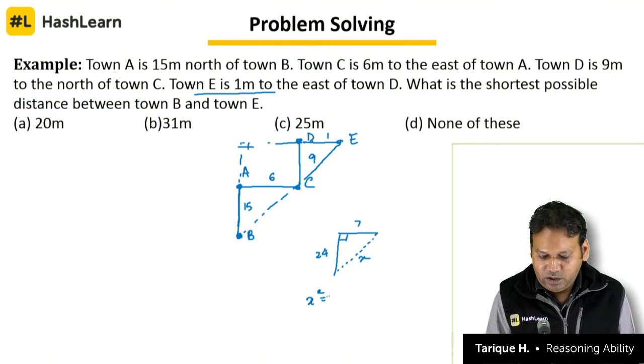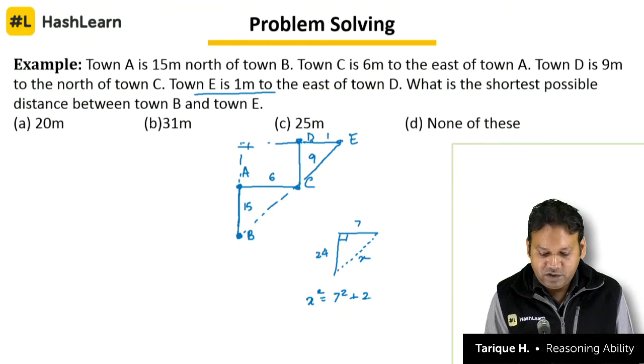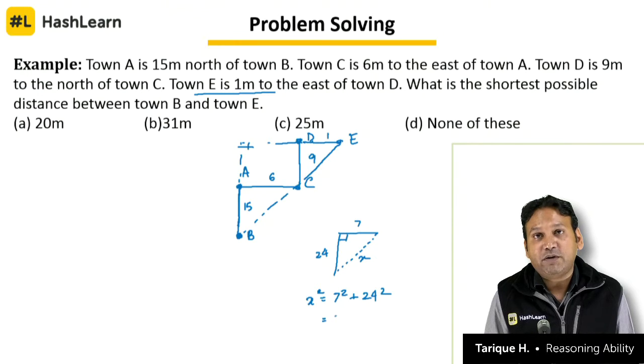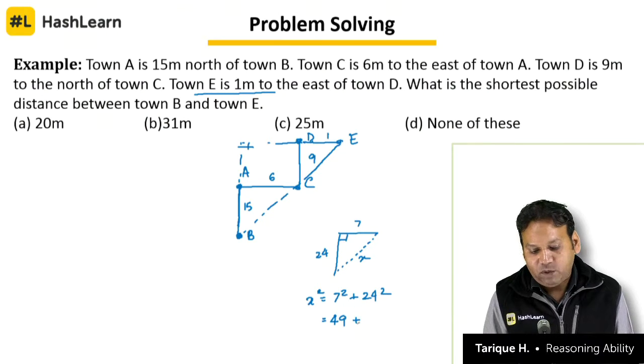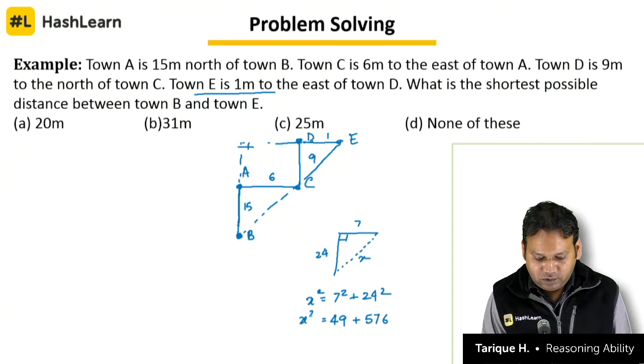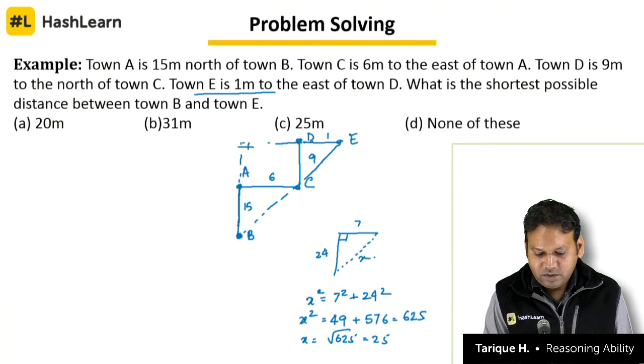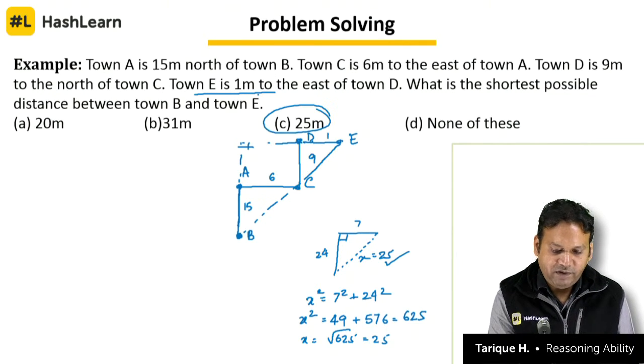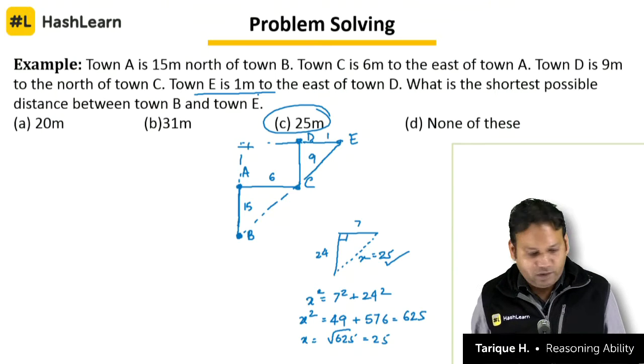X square is equal to 7 square plus 24 square, and what is 7 square? 49. And what is 24 square? 576. And what will be this total? 625. And x is equal to under root 625, which is equal to 25. So what is the answer? 25 meters. Clear? This is the answer for this question.